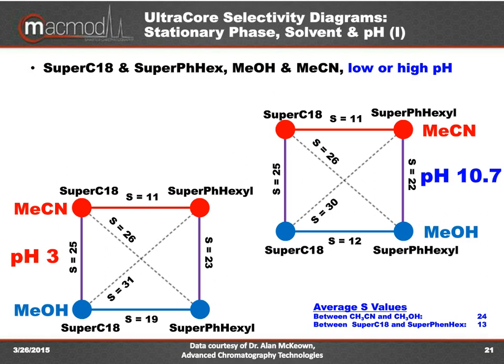for comparison of those 50 targeted analytes that they use for the comparison of orthogonality. The average orthogonality value, or S value, is 24 between acetonitrile and methanol, and between the two phases, 13. Again, I mentioned that even a number that size is still adequate to move peaks around for method development purposes.